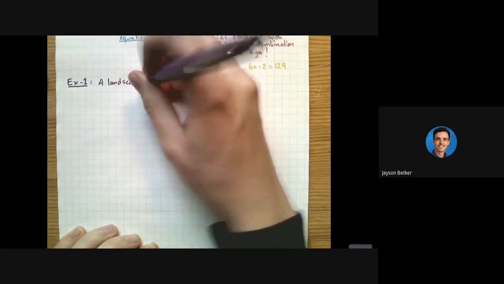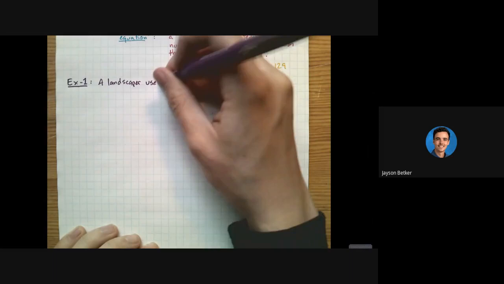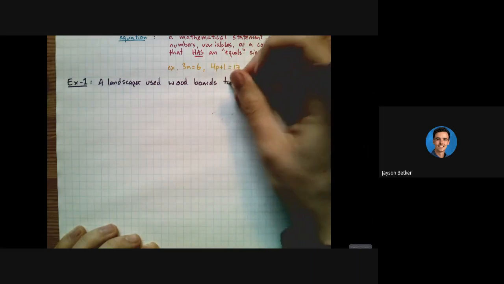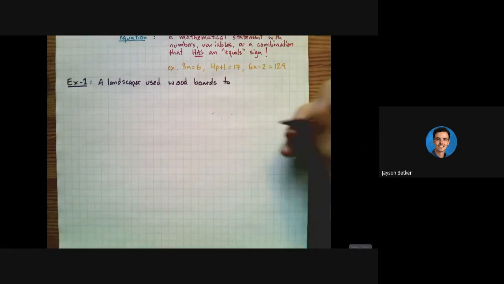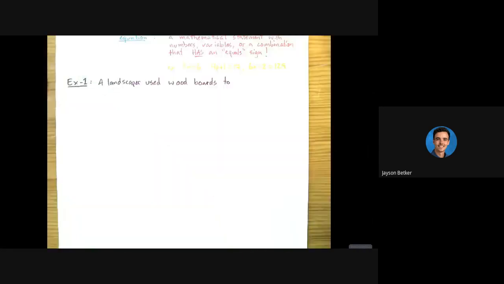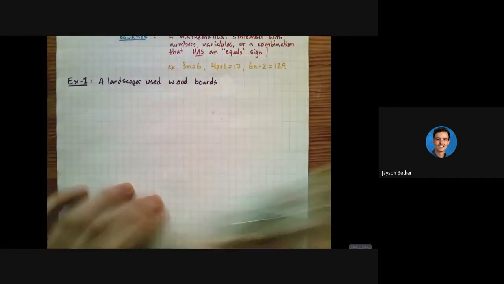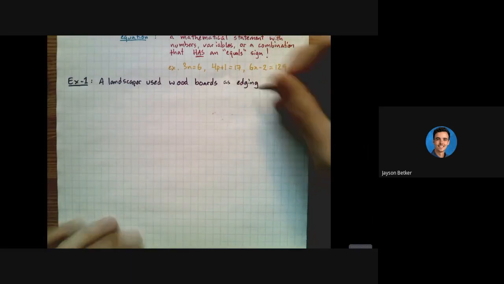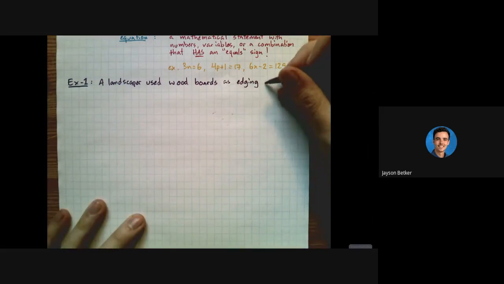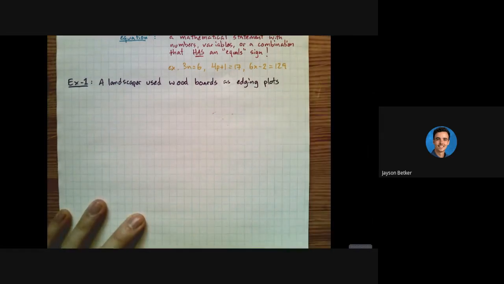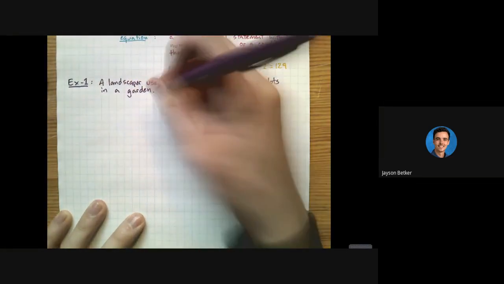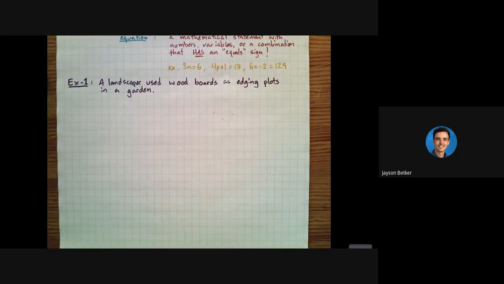Okay, so a landscaper used wood boards, oh, sorry, not to, as, my bad, as edging plots, call them edging plots, in a garden. And this is what they looked like.